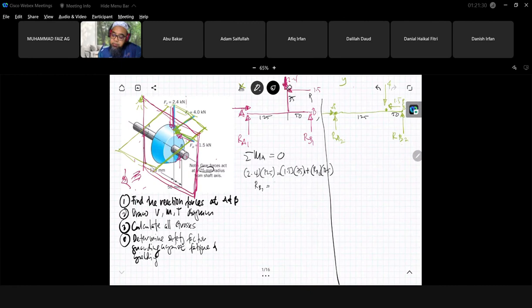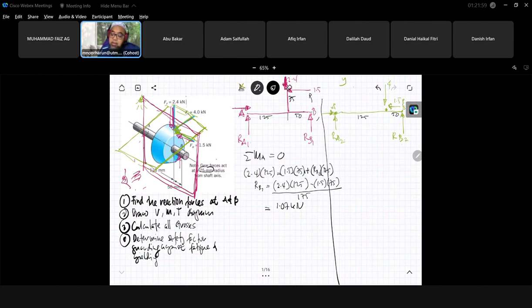equal to 2.4 times 125 minus 1.5 times 75, divided by 175. Then you will get 1.07 kilonewton. This is the reaction force at B in this plane.